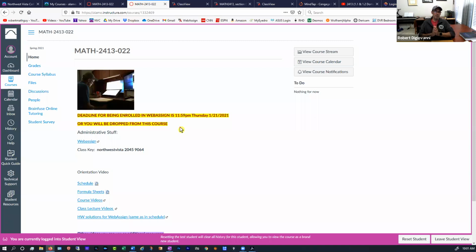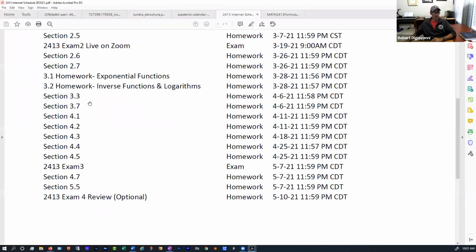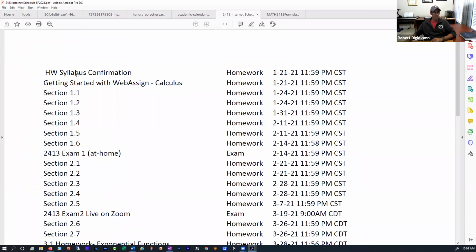So let me just recap what you need to do to start. First thing you need to do is go to Webassign and get enrolled using the class key here. And once you do that, take care of those first 2 assignments. The first one is just saying, I understand the requirements of the course. Let me bring up the schedule here. First assignment is homework, syllabus confirmation. That's just a homework assignment in Webassign. It's a yes or no question, just basically saying you understand what I expect. And then getting started with Webassign. This is just like a tutorial that takes you through how you enter answers. Those 2 assignments are due on the 21st.